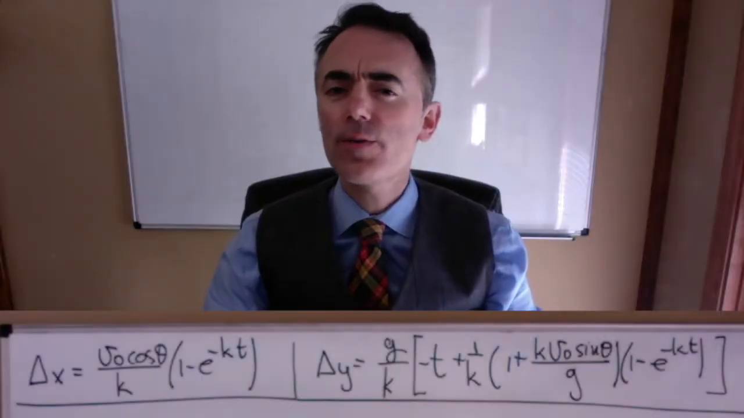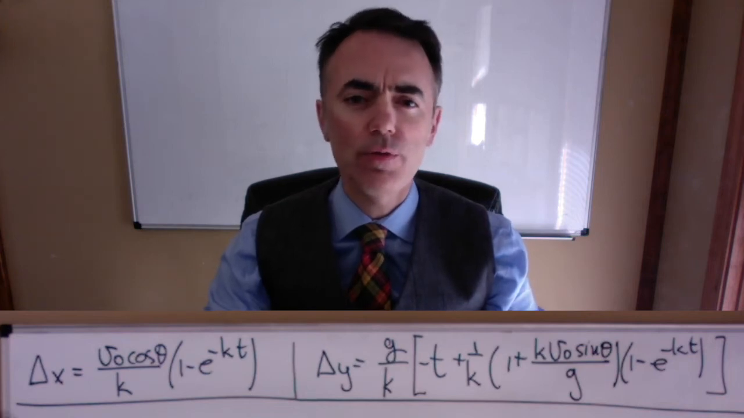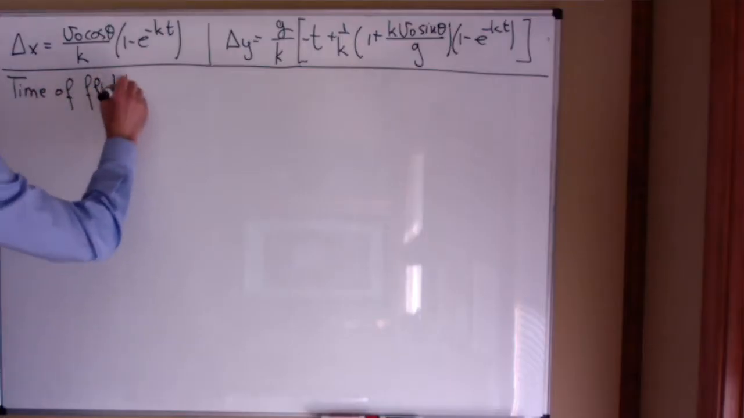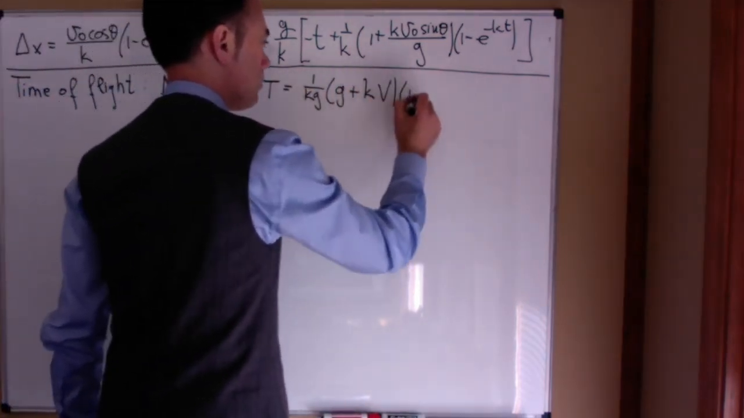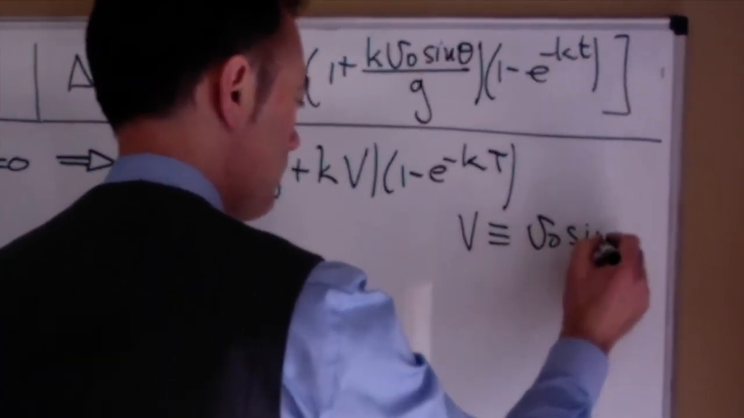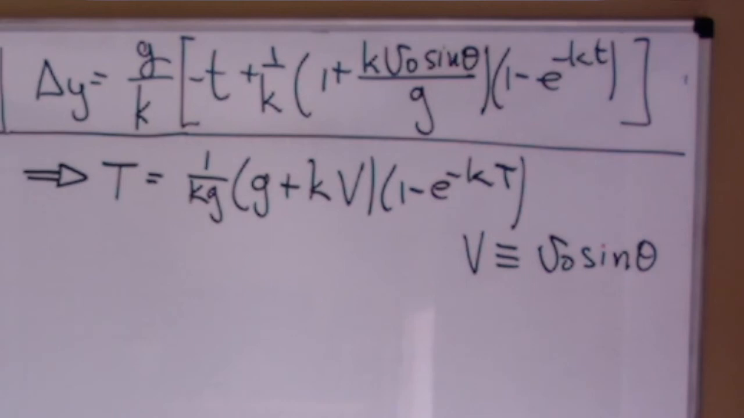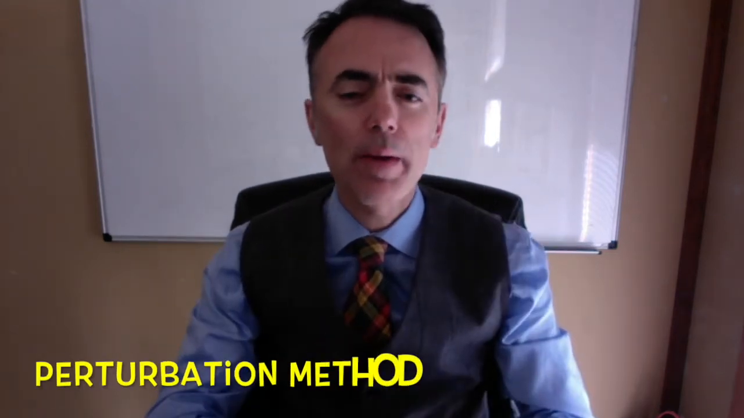Okay, what if we're interested in the time of flight and distance range, as we were in the case of no air friction? As before, we impose that delta y is 0 and solve for the time t. But we can't do it analytically. There isn't a solution. So as soon as we introduce some irregularity to the spherical cow in the vacuum, we start to find issues such as no analytical solutions. So here we need to use a different approach, the perturbation method.